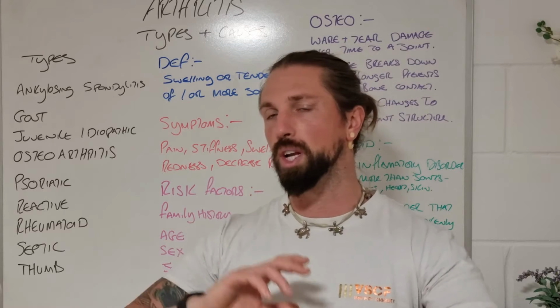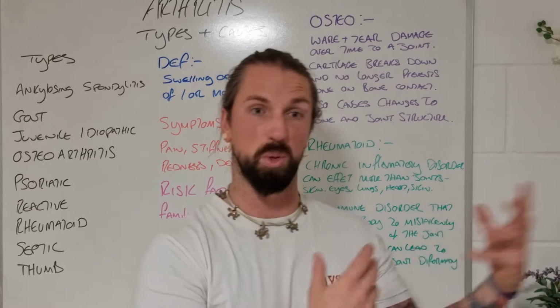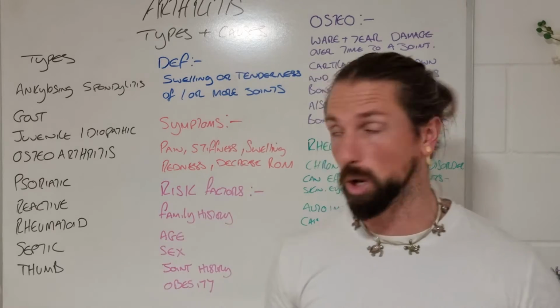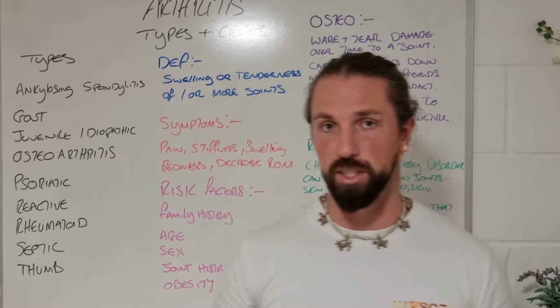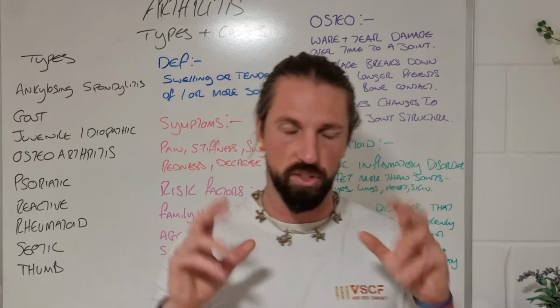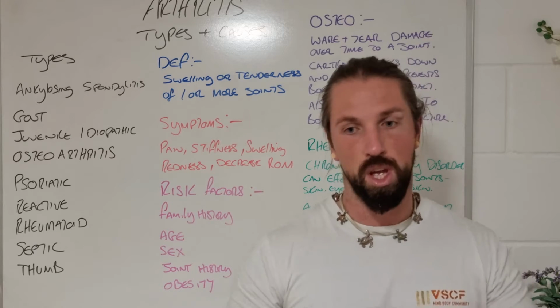And again, osteo and rheumatoid are the ones we know most commonly, which is why we're going to do this one first, just to kind of get everybody used to the topic. And then we have septic arthritis and thumb arthritis. So the thumb is a very interesting joint as it's very different to your fingers, and septic can obviously be caused by an issue with sepsis, etc.